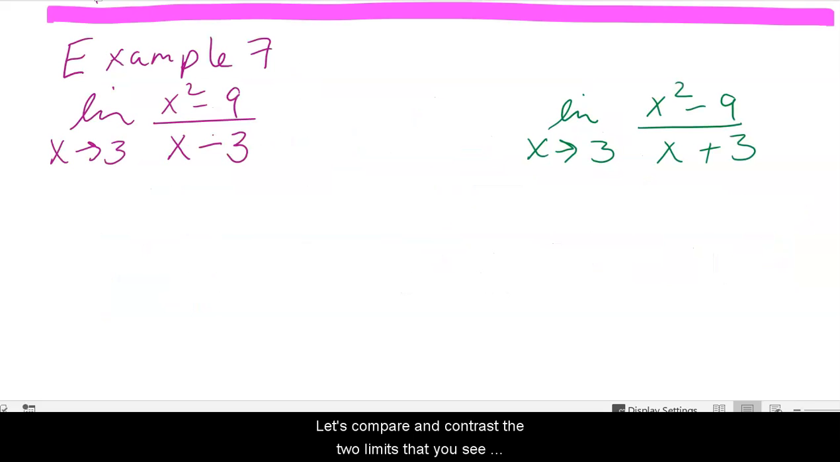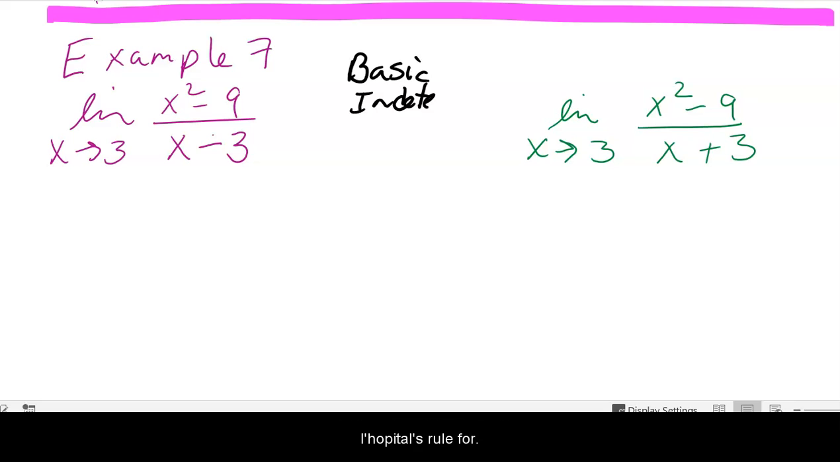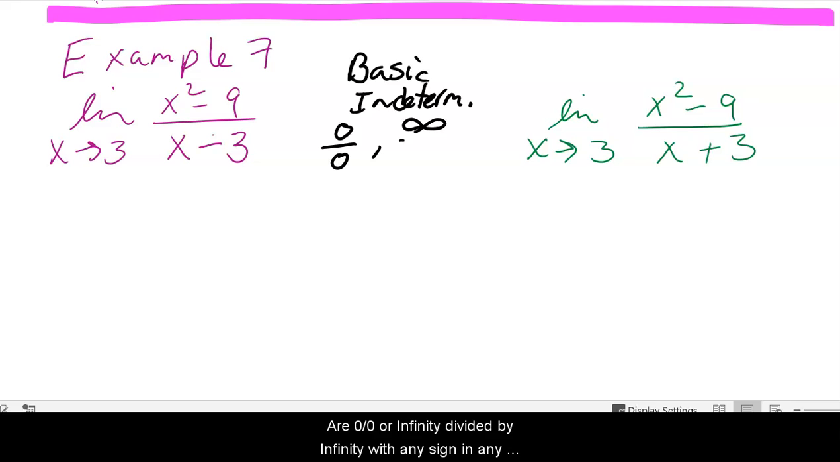Let's compare and contrast the two limits that you see here in example 7. When looking at the one on the left, we have the limit as x approaches 3 of x squared minus 9 divided by x minus 3. In order to apply L'Hopital's rule, I need one of the two basic indeterminate forms. Let's remind ourselves what our two basic forms are. The basic indeterminate forms that you can apply L'Hopital's rule for are 0 divided by 0 or infinity divided by infinity, with any sign in any location on the infinities.